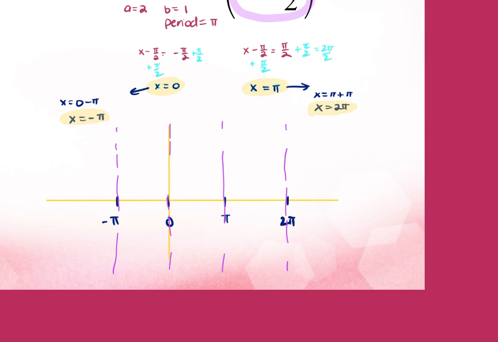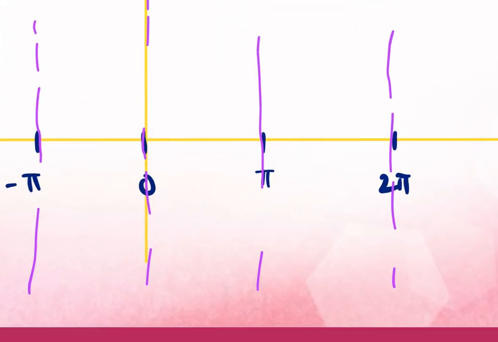What's halfway between negative pi and 0? Negative pi over 2, right? Or negative 1/2 pi. What's halfway between 0 and pi? Good. Positive pi over 2 or positive 1/2 pi. What's halfway between 1 pi and 2 pi? 3 pi over 2 or 1 and 1/2 pi. Doesn't matter how you write it. Those are your intercepts.